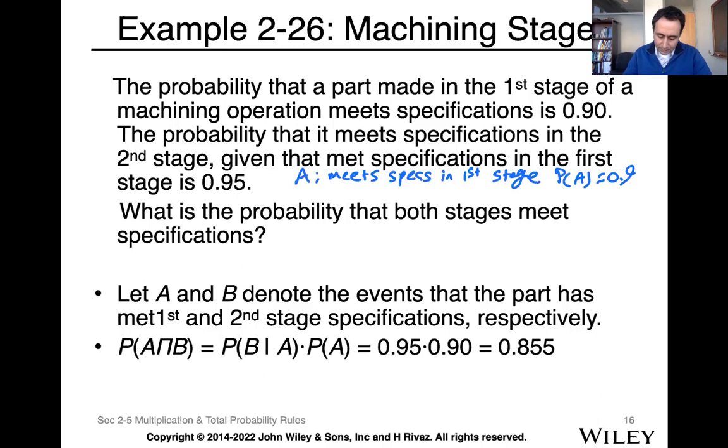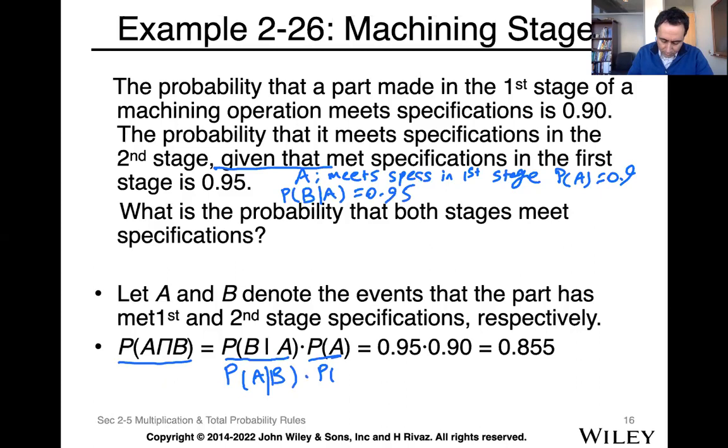The probability that it meets specs in the second stage, given that it meets specs in the first stage, is 0.95. So P of B given A. So the question clearly says given that, right? So that means that B, which is the probability that it meets specs in the second stage, given A, is 0.95, right? What's the probability that it meets both stages? So the question wants P of A intersection B. Here we have to use P of B given A times P of A. We can't use the other equation, P of A given B times P of B. Why?